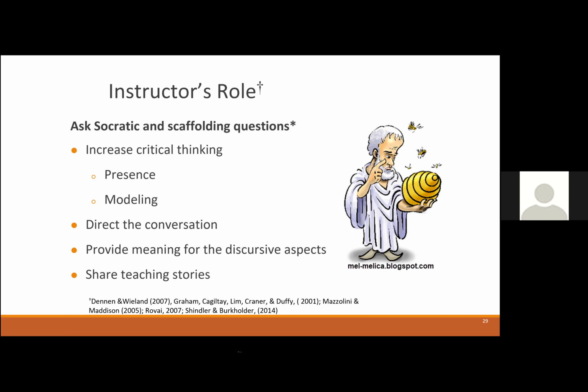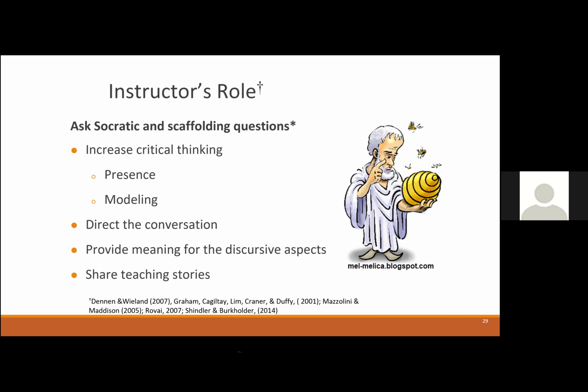So faculty can come in, ask those scaffolding questions, direct the conversation, redirect, summarize, provide meaning. Some students really take the conversation quite to the outer limits. And so you can help provide some meaning and bring that back around. Share your teaching stories that convey your passion and your excitement for the topic.